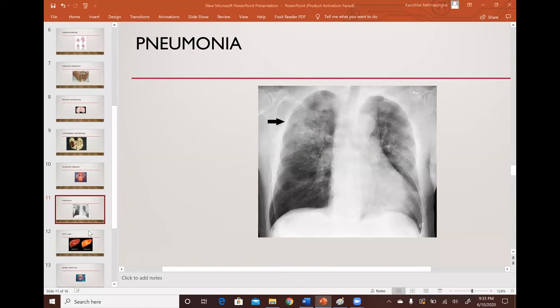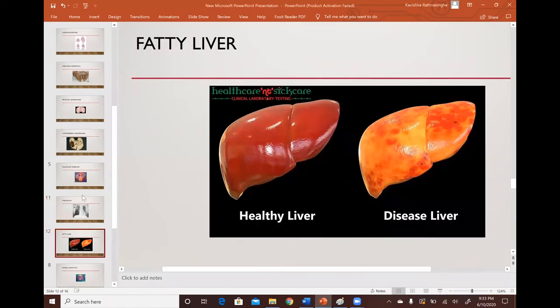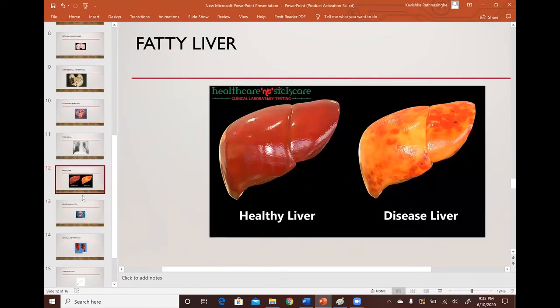Here is a fatty liver. It's very shiny. They can probably ask you this in spots. Okay, so what are the causes of fatty liver? It can be due to alcoholic or even non-alcoholic steatohepatitis or even high fat diet.